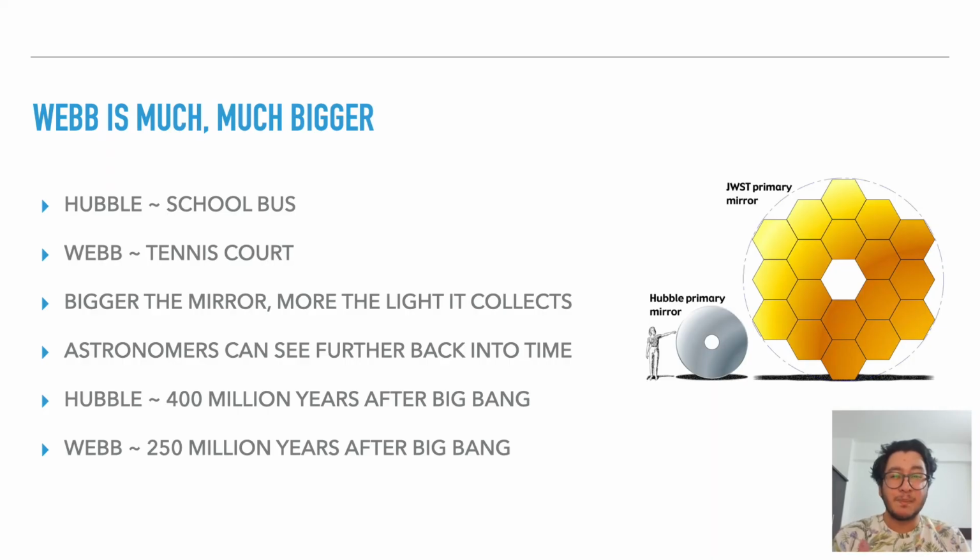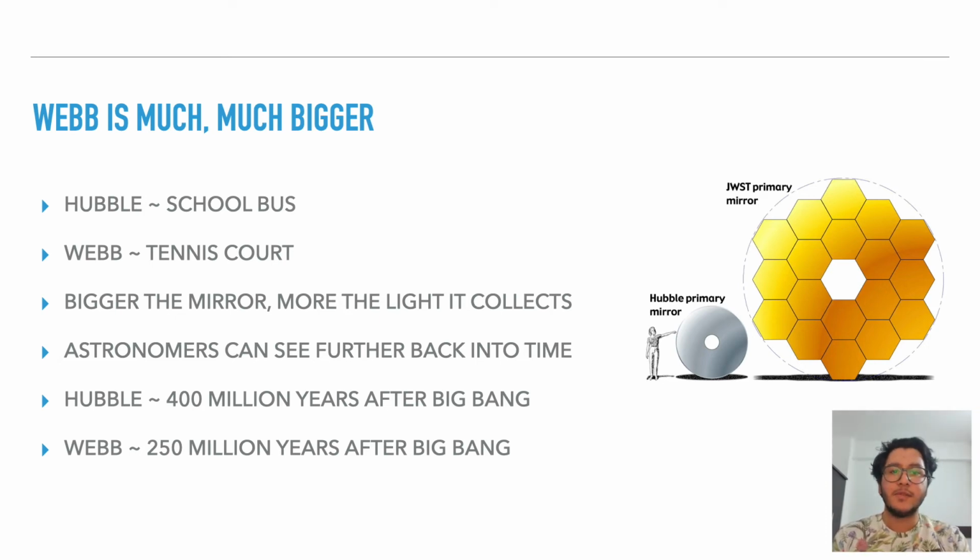So now you must be wondering, why is there a need for a new telescope when we already have Hubble? Well, there are two major reasons. The first one of them being the size. The James Webb Telescope is much bigger than the Hubble Space Telescope. The Hubble Space Telescope was around the size of a school bus. The James Webb Telescope is the size of an entire tennis court.